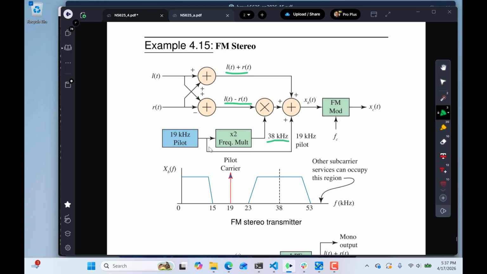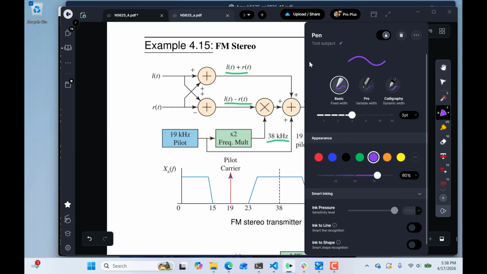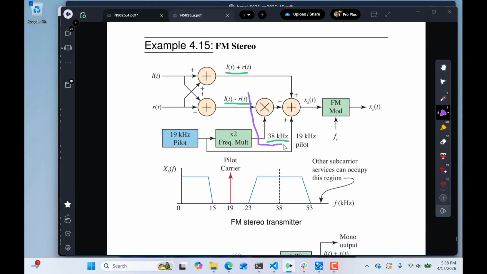And then we also send some of the original subcarrier frequency at 19 kilohertz along for a ride. Why do I say along for the ride? We don't really need this, but if we don't send this, then we have to coherently demodulate the double sideband that we're doing here. I don't know if you got this in your mind, but this operation right here is just our double sideband modulator, right? We're going to send a signal L of t minus R of t, modulating it on a 38 kilohertz carrier. So that's double sideband. To get the signal back in perfect shape, we need to coherently demodulate it.